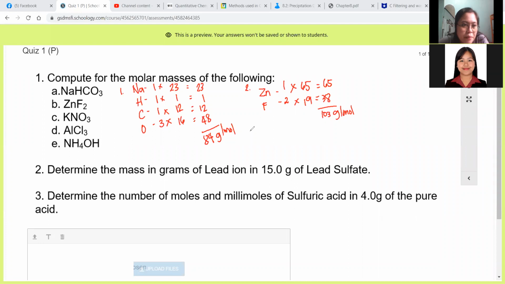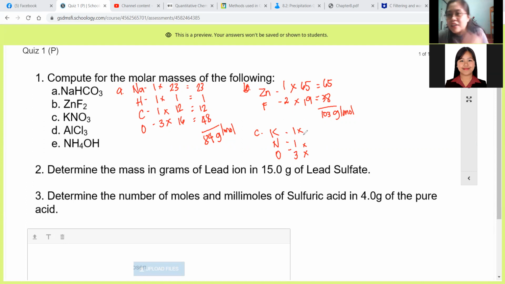Okay. Now for number, this should be letter A, sorry. This is letter B and letter C. So KNO3, how do you read KNO3? Potassium nitrate. Okay, potassium nitrate. Lesser na oxygen, that's the time nitrite siya. So KNO2 is nitrite and KNO3 is nitrate. So isa ka potassium, isa ka nitrogen, and tatlong oxygen.